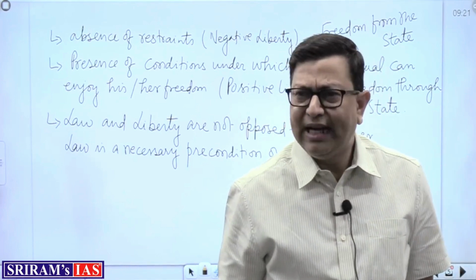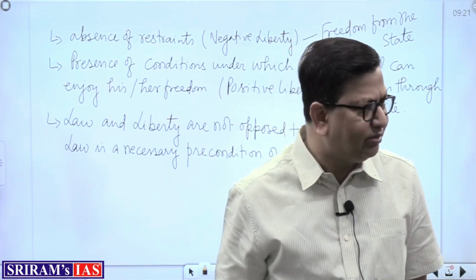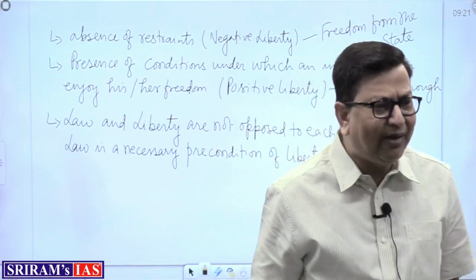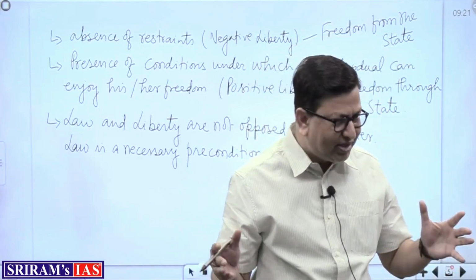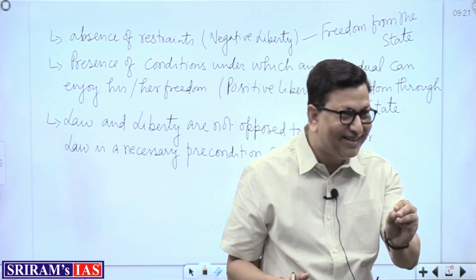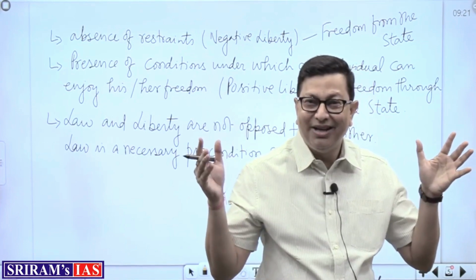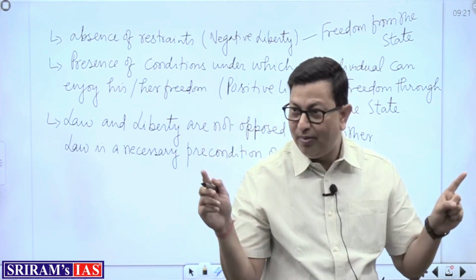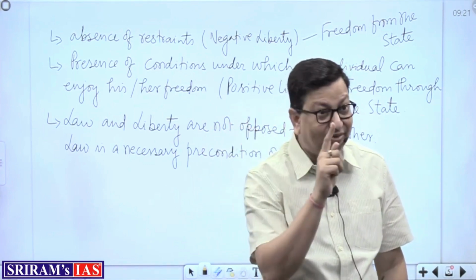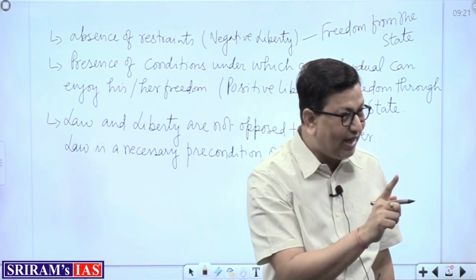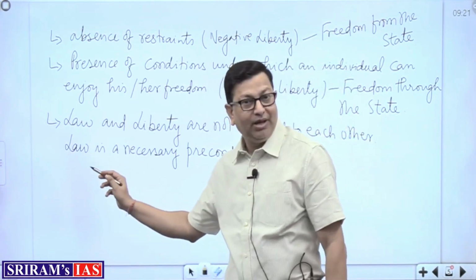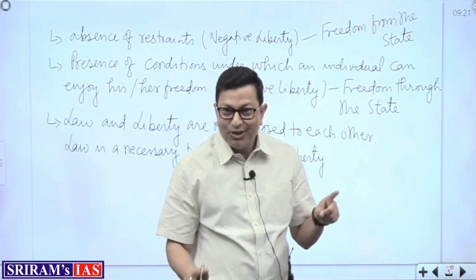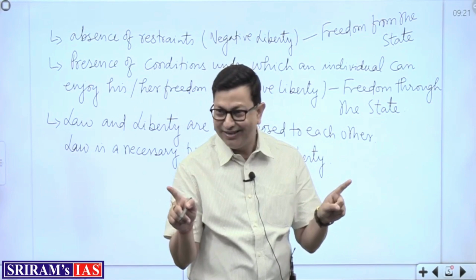Why? Because it will be the survival of the strongest. It is called Matsya Nyaya. In Matsya Nyaya, what happens? The bigger fish eats the smaller fishes. So if law will not be there, in the absence of law, the strongest will have the say. That is why there must be law. Then only the people will be able to enjoy their liberty. So they are not opposed to each other.